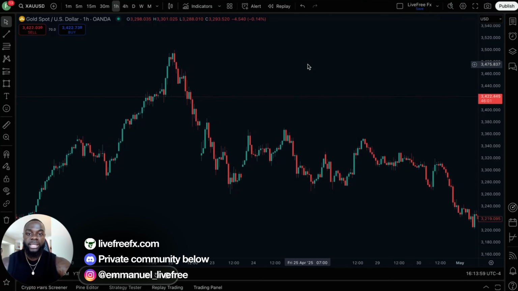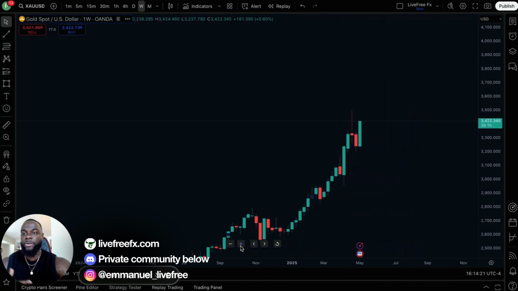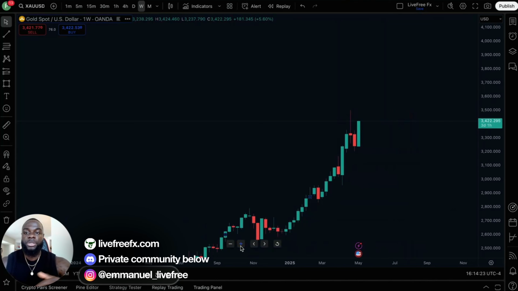So I'm going to be breaking down a 3-step process that you can follow when you are doing your top-down analysis. And the very first step is going over to the higher time frame. That's going to be the weekly time frame. Right now, we're taking a look at gold. If you're coming to the market, let's say on a Sunday night or even a Monday, and you're looking to say, okay, where is price going? You start off at the weekly time frame because you want to get an idea of what happened last week.